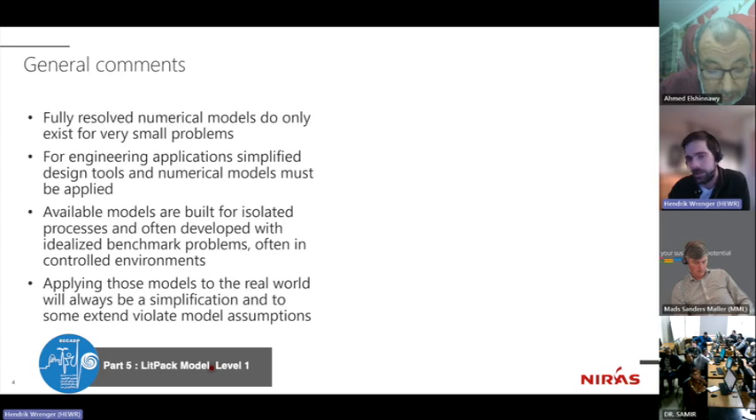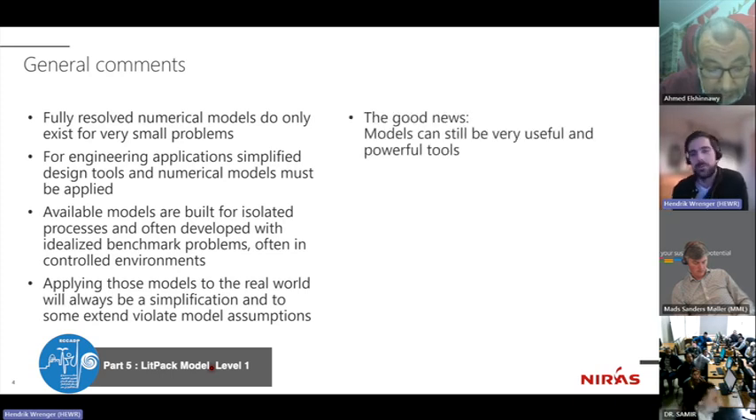But what does that mean? Does it mean we can't use the tools at all? No, of course, that's not the message. The good news is the models can still be very useful and powerful tools.